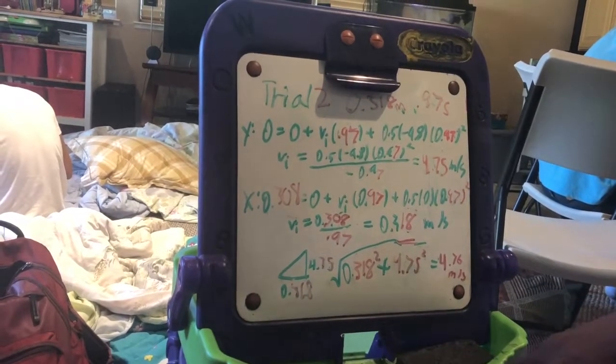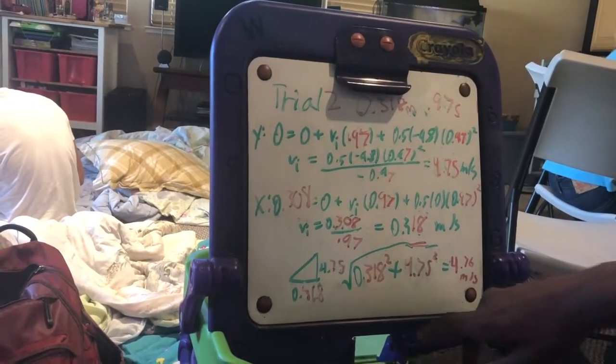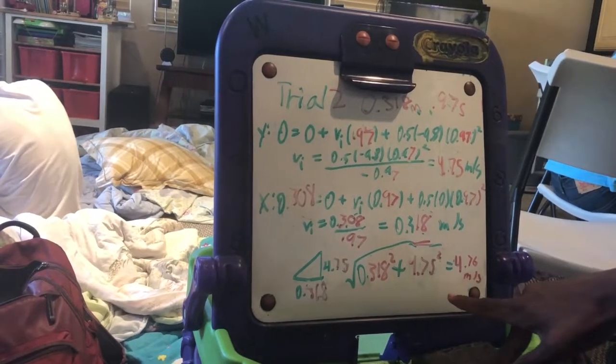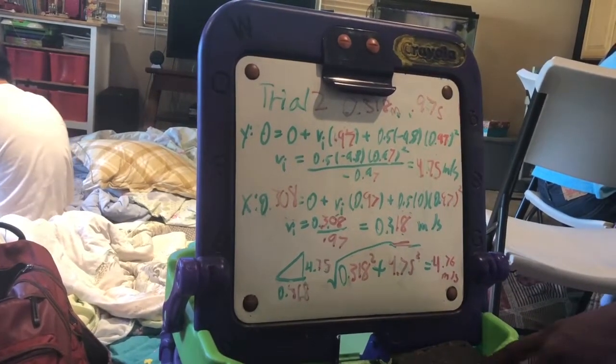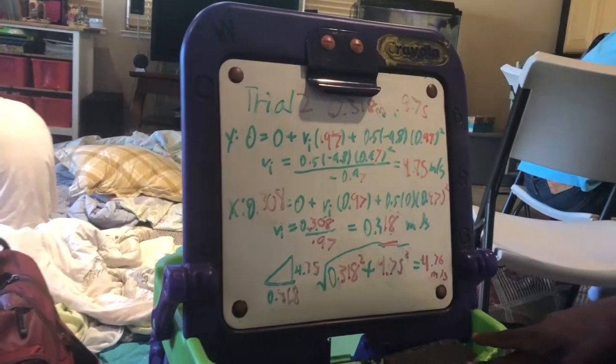So to find the initial velocity, we did the Pythagorean theorem. So 0.318 squared plus 4.75 squared is equal to 22.6, and then the square root of that is 4.76 meters per second, which is our initial velocity.